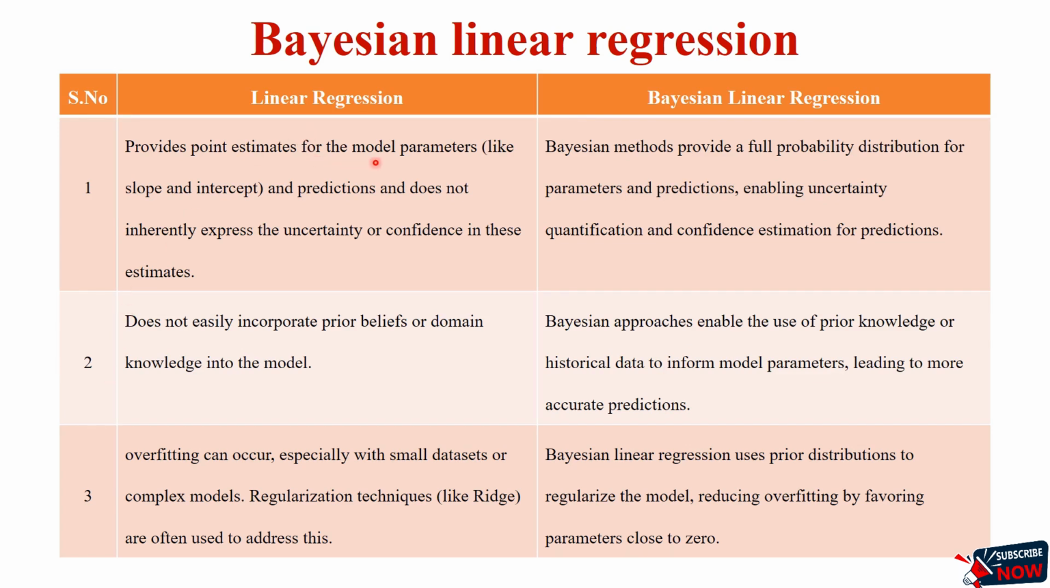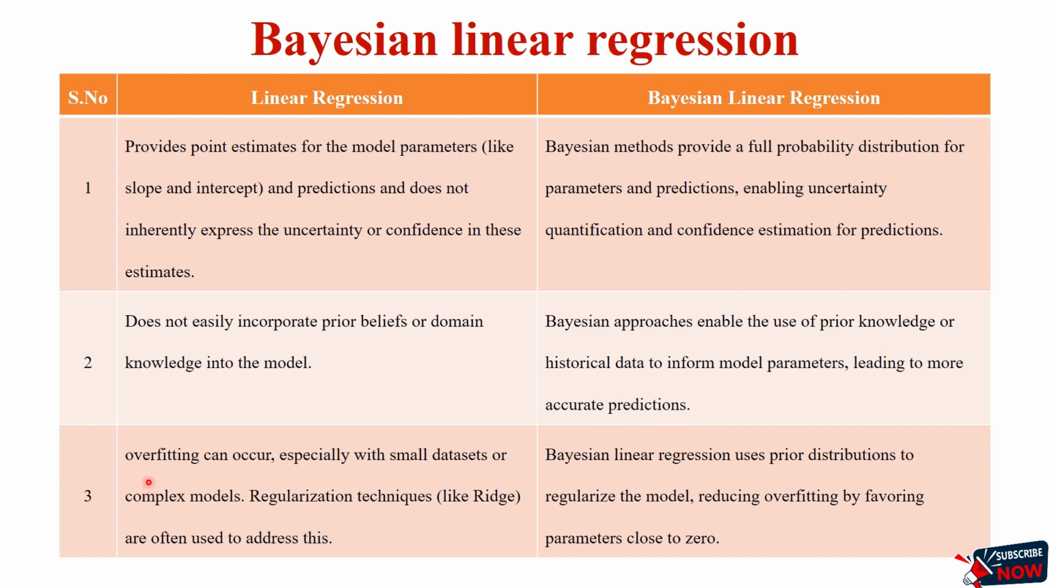Linear regression provides point estimates for the model parameters like slope and intercept, whereas Bayesian linear regression provides a full probability distribution for the parameters and predictions, enabling uncertainty quantification and confidence estimation. Linear regression does not easily incorporate prior beliefs or domain knowledge, whereas Bayesian linear regression enables the use of prior knowledge or historical data. Thereby, it leads to more accurate predictions.